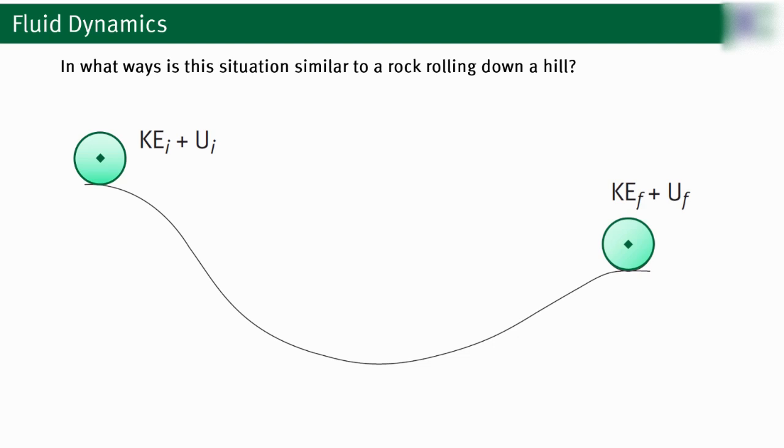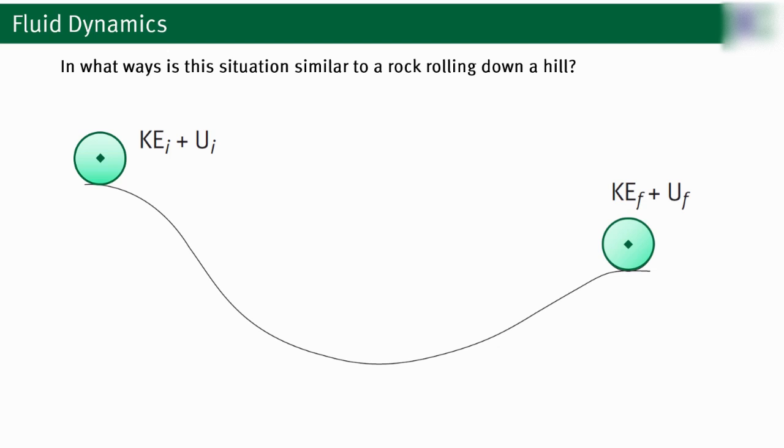The question asks, in what ways is this scenario with the rock rolling down a hill similar to that more complicated fluid dynamics question? And I'll just tell you the answer right away. It's that they're both applications of conservation of energy. So my first real question for you, record in your lesson book: what does it mean to say that energy is conserved in a physics question?